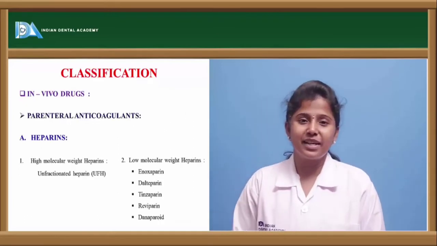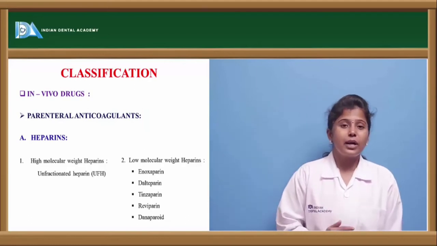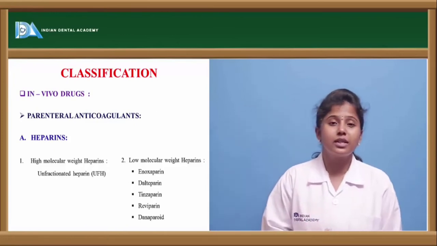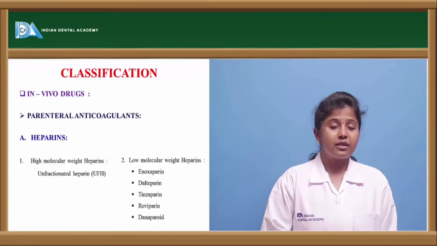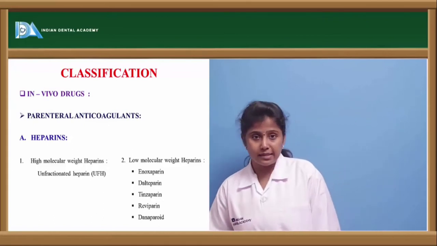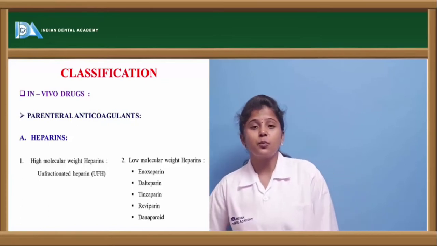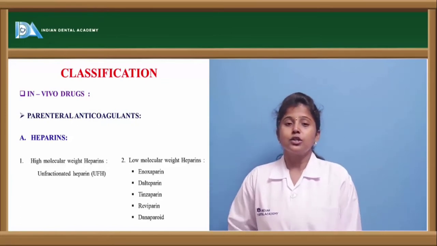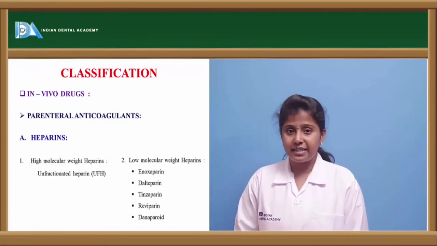Let us see the classification of anticoagulants. These anticoagulants are divided into two types, in vivo as well as in vitro. In vivo are the drugs we give into the body from an external source, and in vitro drugs are the drugs which are naturally synthesized in the body. Here the in vivo drugs are further classified into parenteral anticoagulants and oral anticoagulants. The parenteral anticoagulants are further classified as heparin and its derivatives.